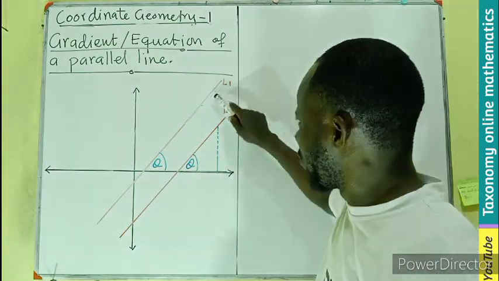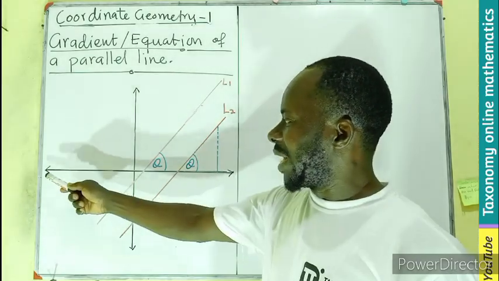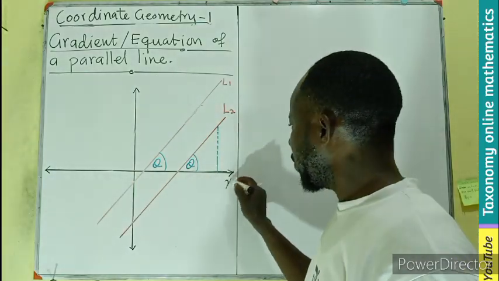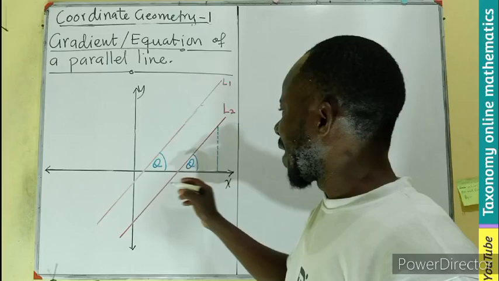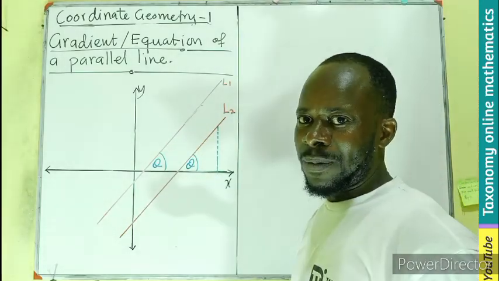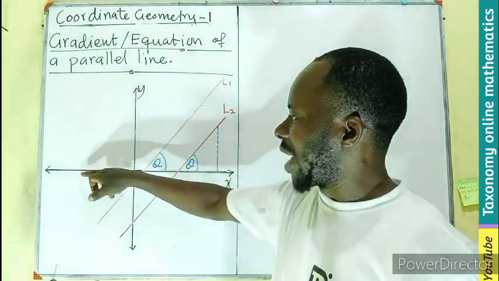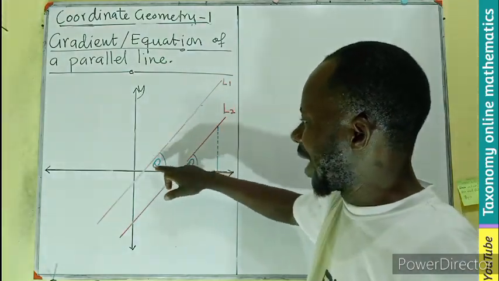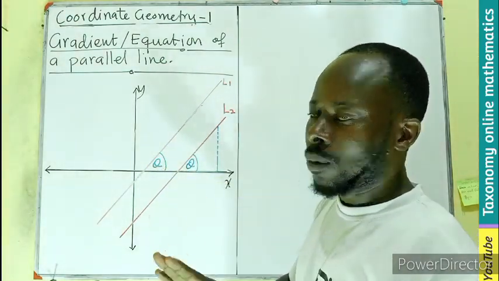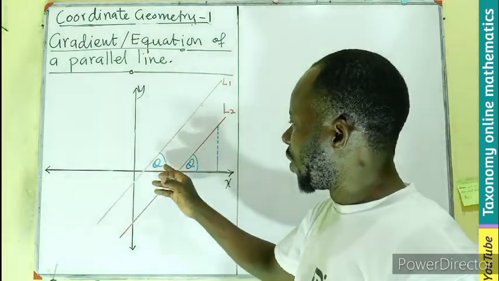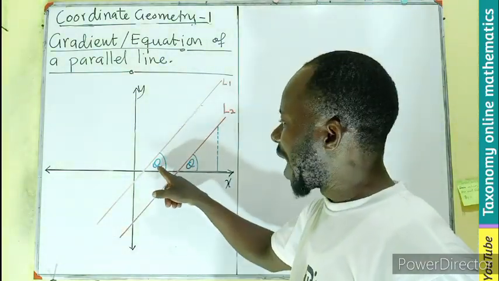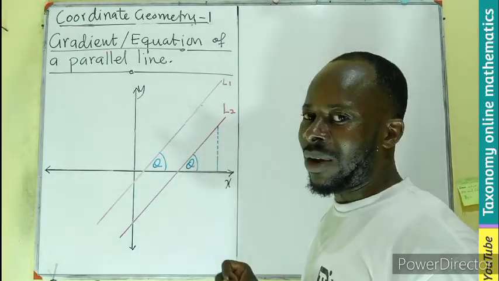Now, if these two lines are parallel, then the x-axis becomes a transverse. A transverse is a line that crosses parallel lines. So if that's a transverse, then the angles produced below the straight line are going to be corresponding. So this angle will be the same as this angle.